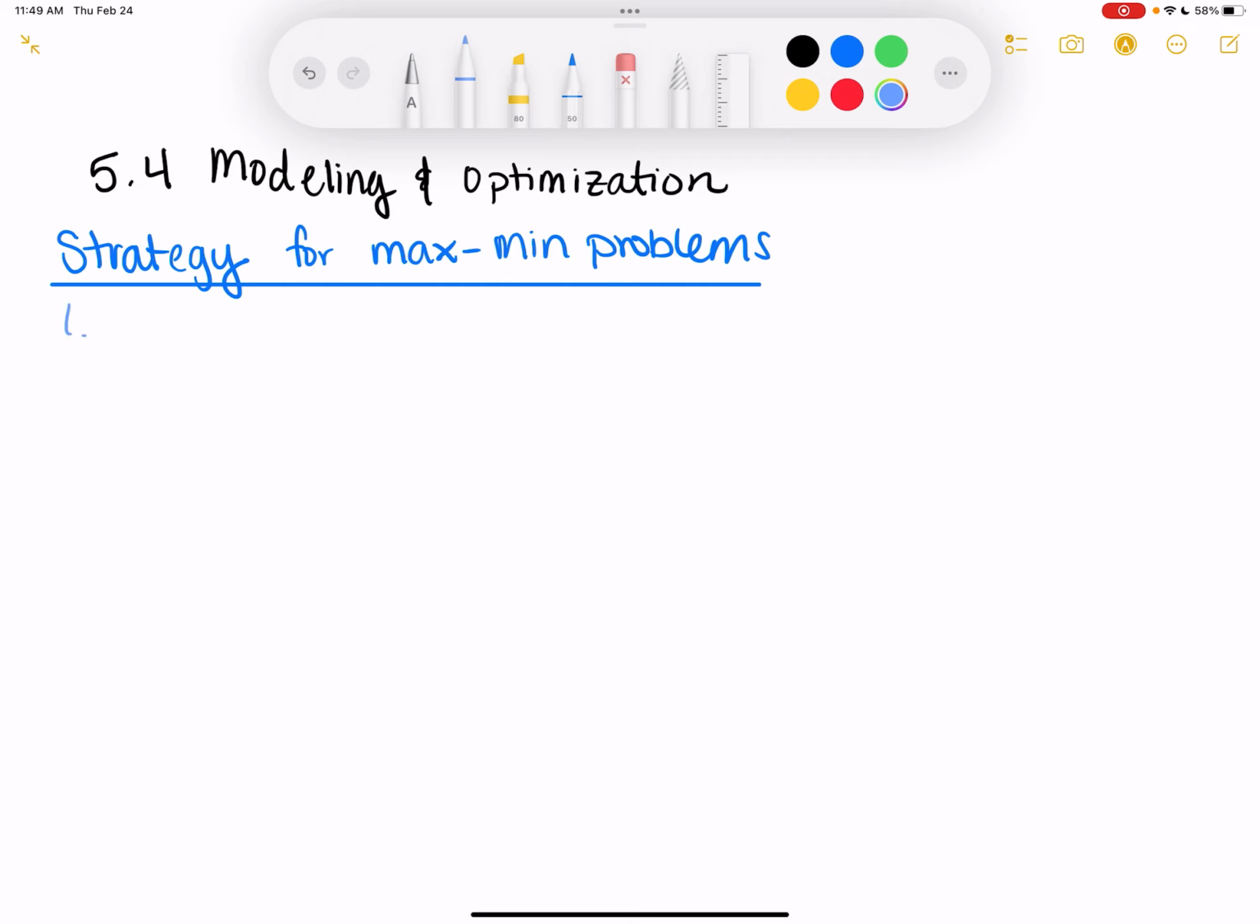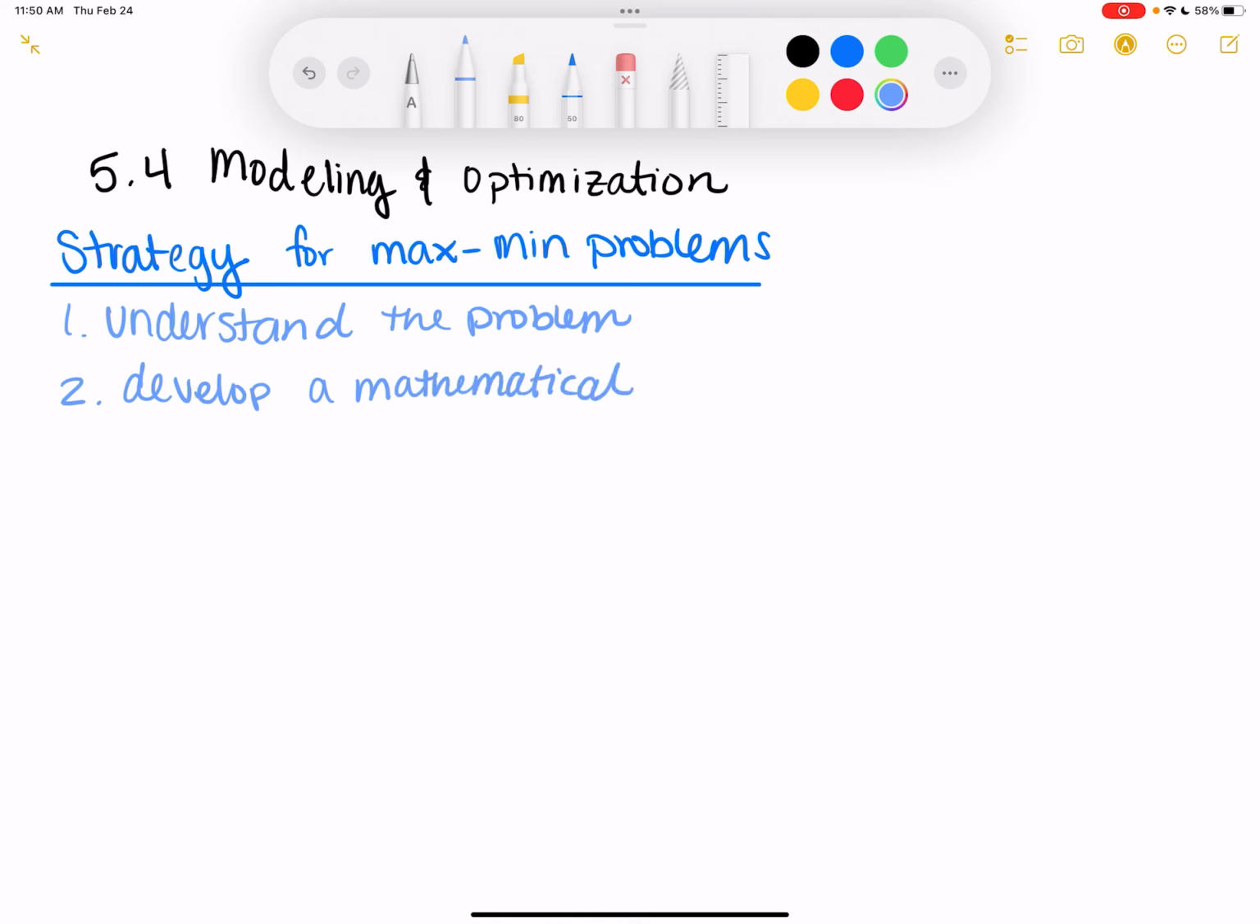All right, so first is to understand the problem, because you can't really do anything if you don't know what it's asking you to do. Two is to develop a mathematical model of the problem.